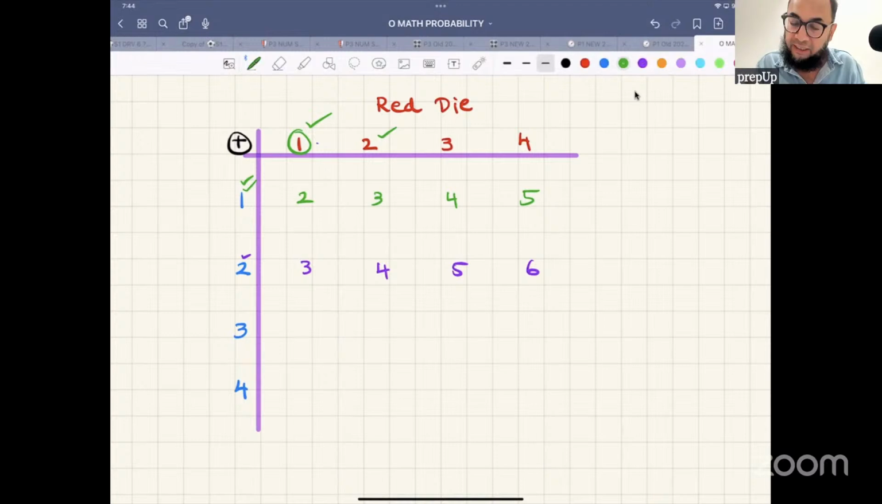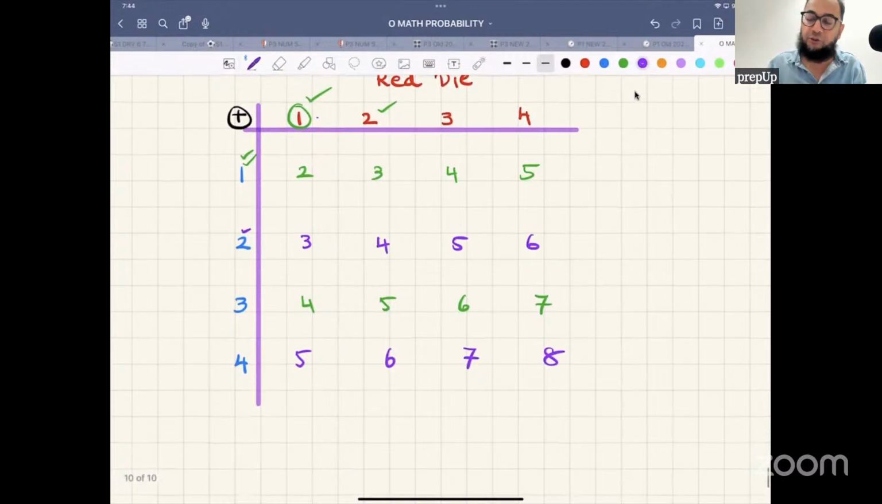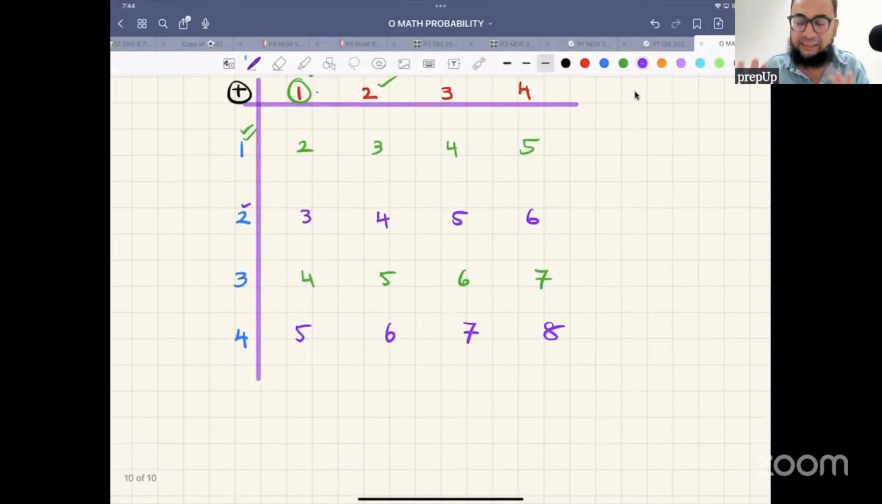So let me write over here. 2 and 1 is 3, 3 and 1 is 4, 4, 5, 6, 7. And then last but not the least, that is 5, 6, 7 and 8. So these are the 16 possibilities that we get. Now let me highlight these. This 2 is occurring once.